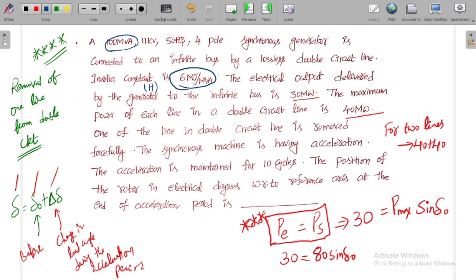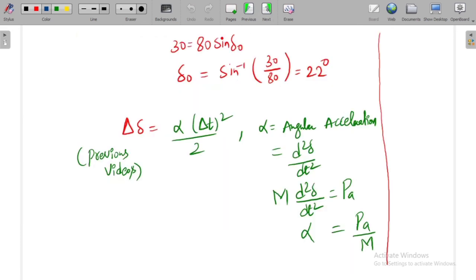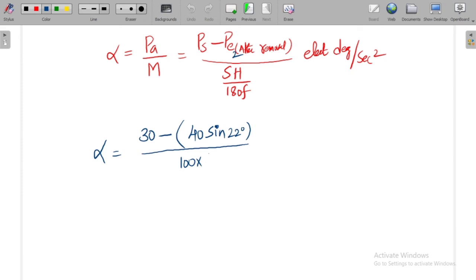And these are the things which are given: apparent power of machine S, and inertia constant of the machine as 6 megajoules per MVA. So 100 into 6 by 180 into 50, is it right? Now alpha is equal to, please calculate along with me, take your calculator and do this. So you will get 225.2 degrees, sorry, it is not actually degrees, 225.2 electrical degree per second square.